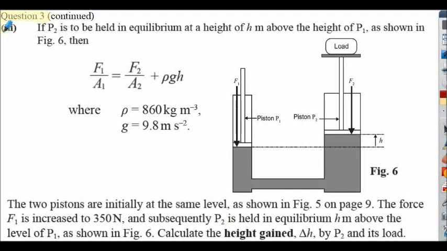Question 3 continued. This is part 3. You read the question at your own pace. Essentially, we have to calculate the height gained, labelled as delta H, by piston P2 and its load. Piston P2 shown here, and here's its load.